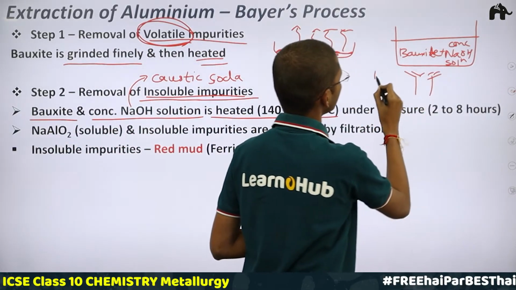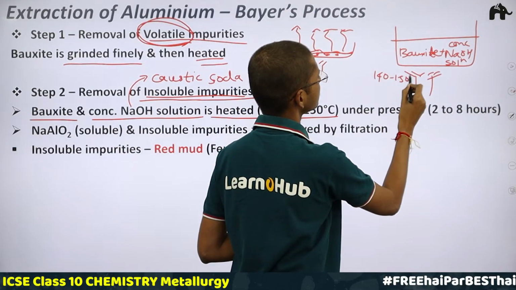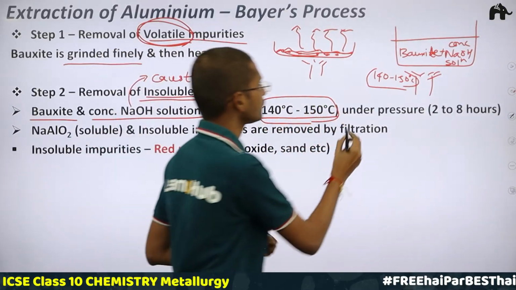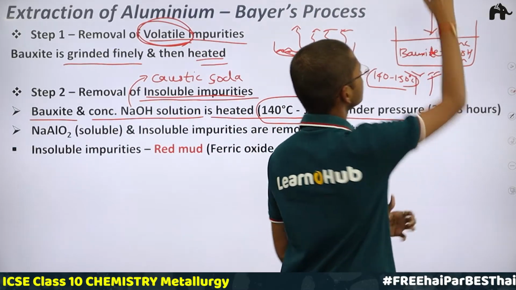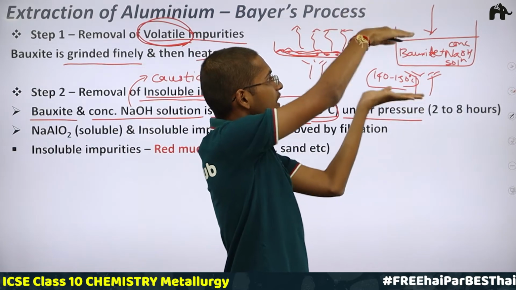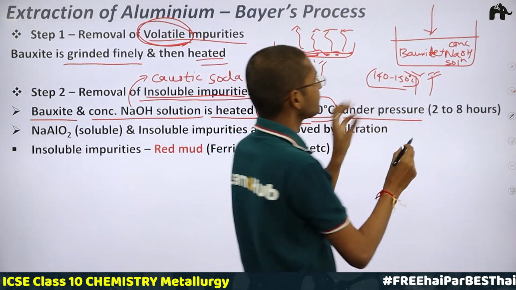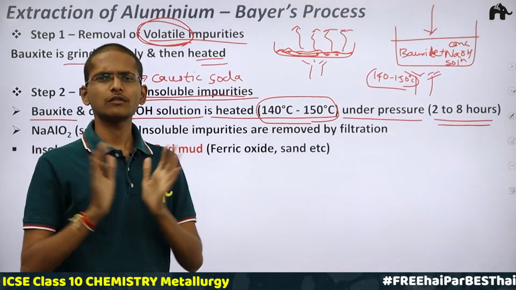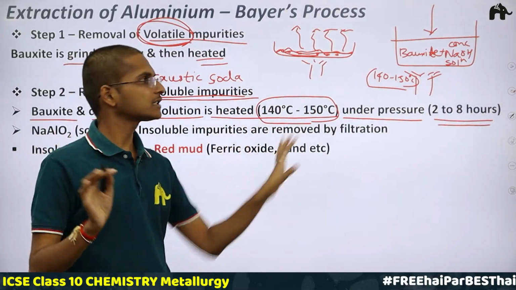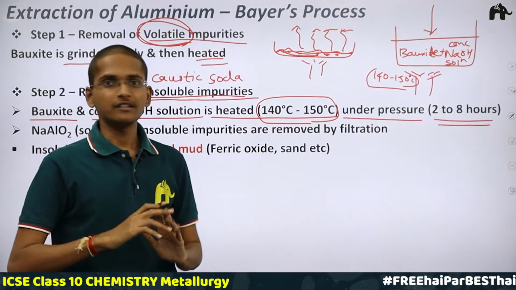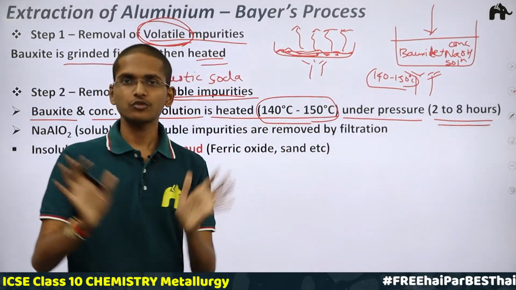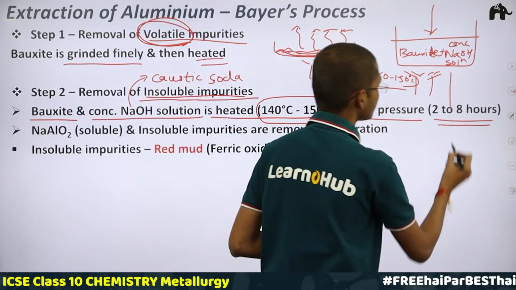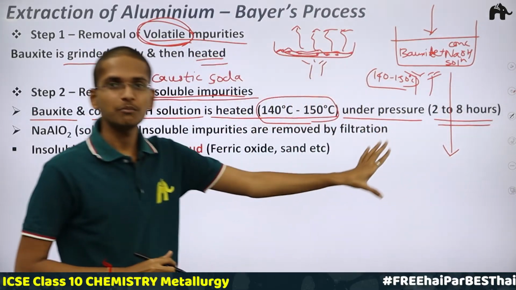We are going to heat it around 140 to 150 degrees Celsius, and along with heating, we are also going to apply some pressure. So we are applying the pressure, we are heating it, and we continue this process for 2 to 8 hours. Now let's chill out and sit for 2 to 8 hours, let this continue. After 2 to 8 hours, what has happened? Let's try to understand with the help of the reaction.